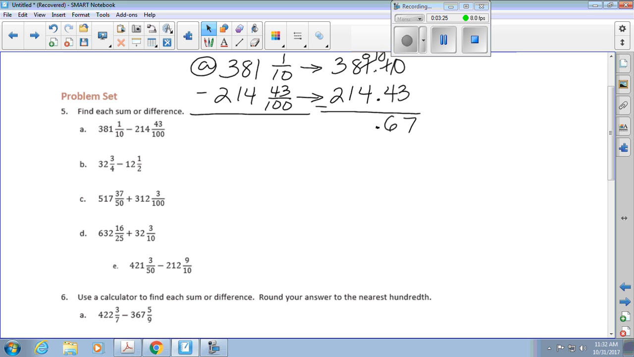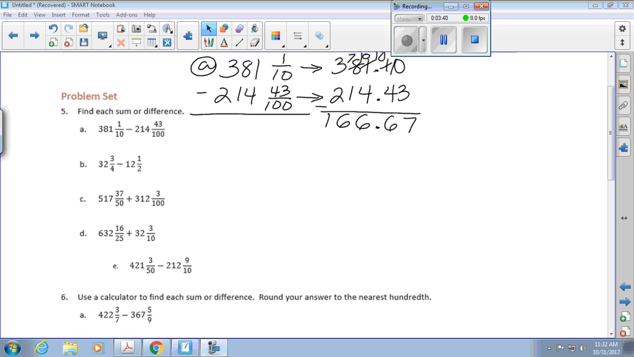Remember, these all have to line up. 0 minus 4, can't do it. Go to 8, turn it into a 7. 10 minus 4 is? 7 minus 1 is? 3 minus 2 is? 1. Any questions on that? All right.